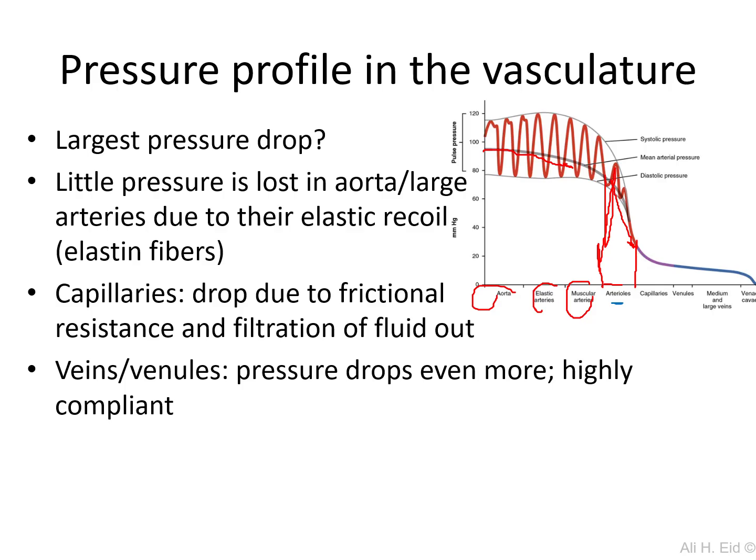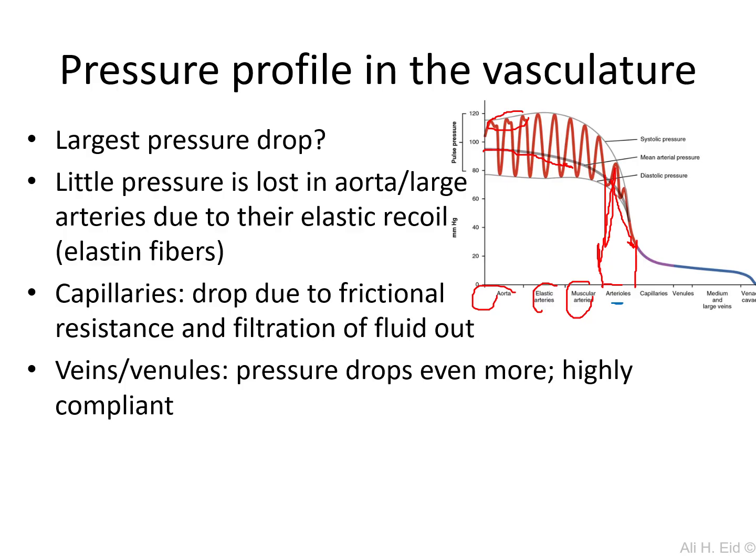Now, one other interesting notion here is the blip that you see in the arterial pressure curve. This is called the incisura or dicrotic notch. This is produced when the aortic valve closes. The aortic valve closure produces a brief period of retrograde flow from the aorta back towards the valve, and this briefly decreases the aortic pressure below the systolic value.